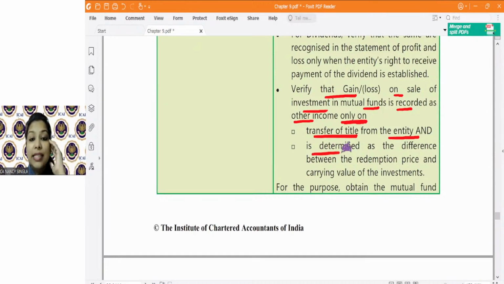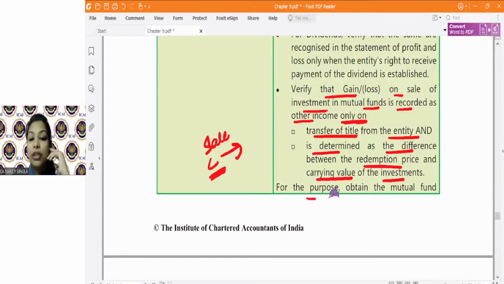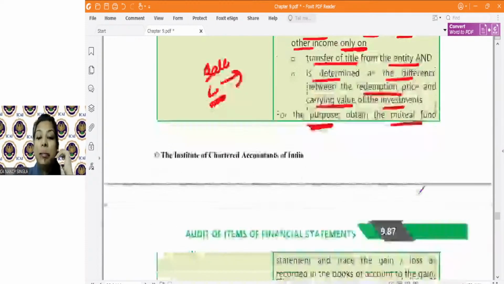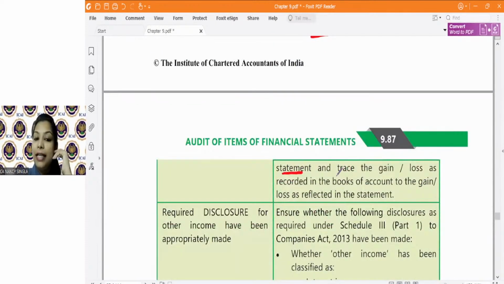And is determined as the difference between redemption price and carrying value, है ना. Redemption is क्या? Sale price. And carrying is what? The amount that is appearing in the financial statement. For this purpose, obtain the mutual fund statement and trace the gain or loss recorded in the books to the gain that is reflected in the statement.